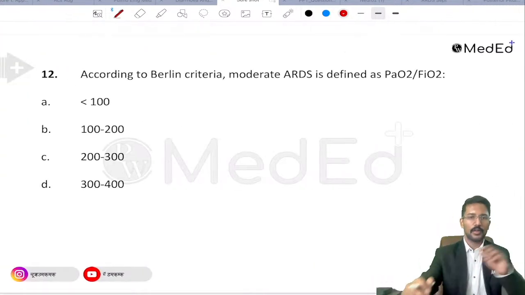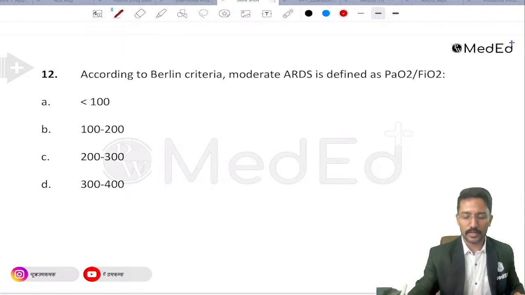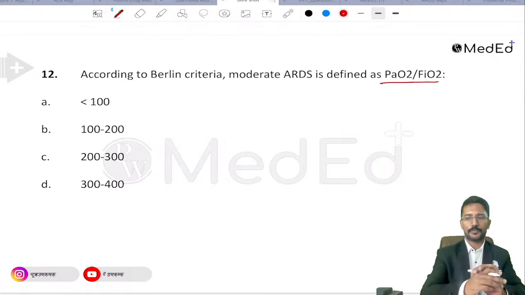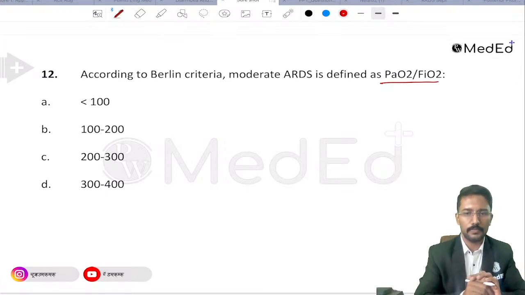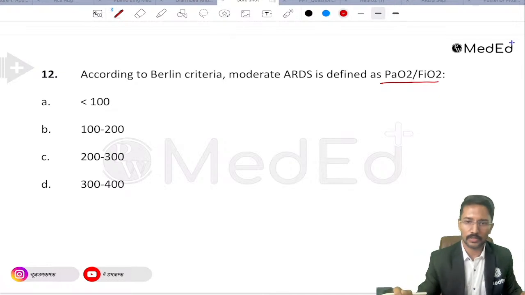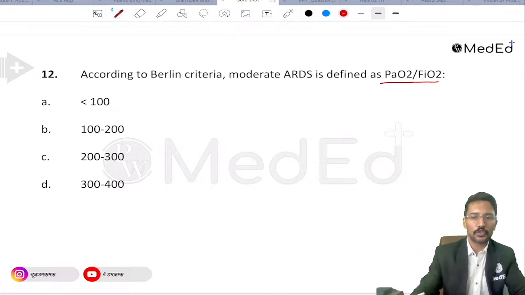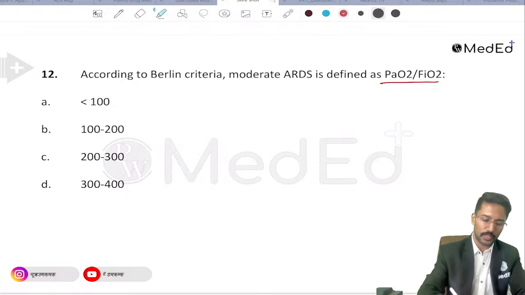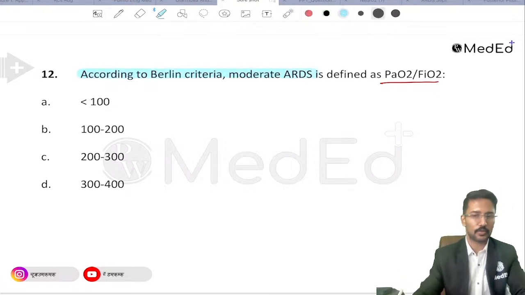Now moving on. According to Berlin criteria, moderate ARDS is defined as PaO2 by FiO2 of how much? ARDS is a very important topic from critical care medicine, apart from sepsis and shock. All of you are right, that is the hummingbird sign that we saw. For the diagnosis of ARDS, currently what we follow is Berlin criteria. This is the latest definition for the diagnosis of ARDS.